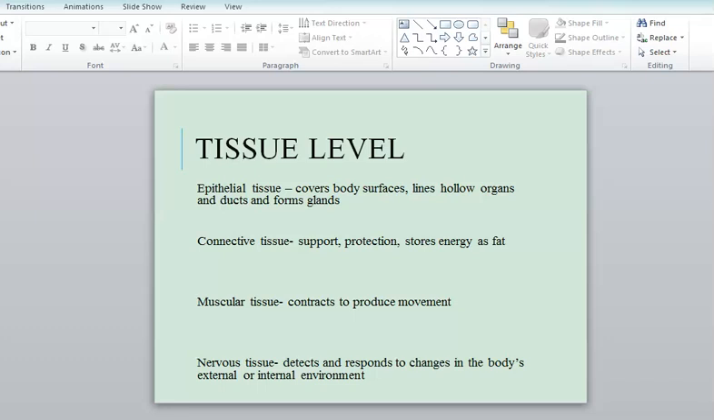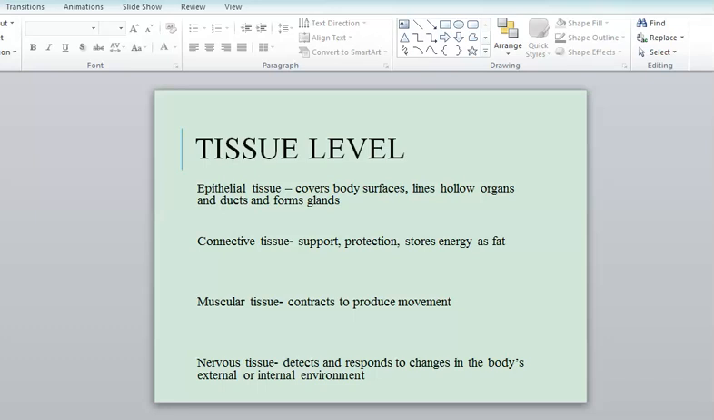When two or more similar cells combine together to perform a specific function, it is called a tissue. The four basic types of tissues in our body are epithelial, connective, muscular, and nervous tissue. Epithelial tissues are found mostly over the body surfaces. It is lining the hollow organs or ducts and forms the glands. It is mainly for protection or secretion.